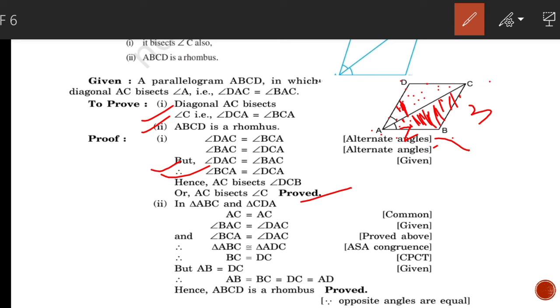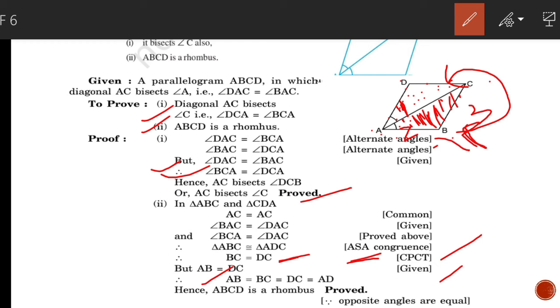Therefore triangle ABC and triangle ADC are congruent by the angle side angle congruency rule. Since they are congruent, we can say BC is equal to CD. So these adjacent sides are equal by CPCT, and it is given that AB and CD are equal. So altogether we got AB is equal to BC is equal to CD is equal to DA.